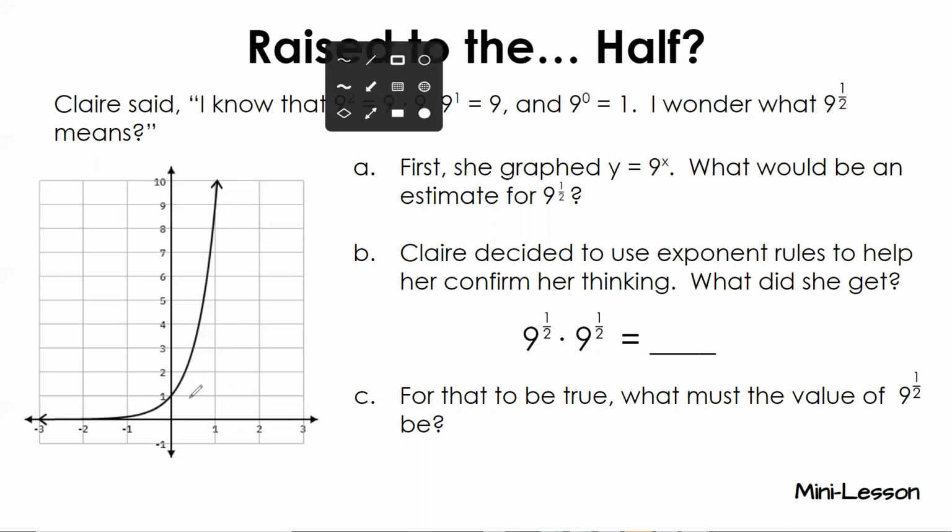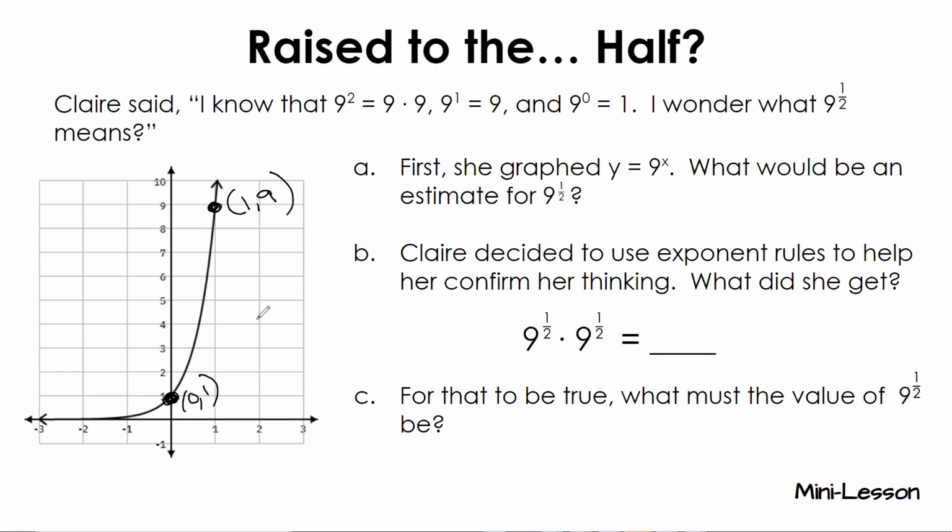So looking at our graph, we have 0, 1. And over here we got 1, 9. If I'm looking for 1/2, it's going to be halfway between. What's that y value going to be roughly? 3. Okay.